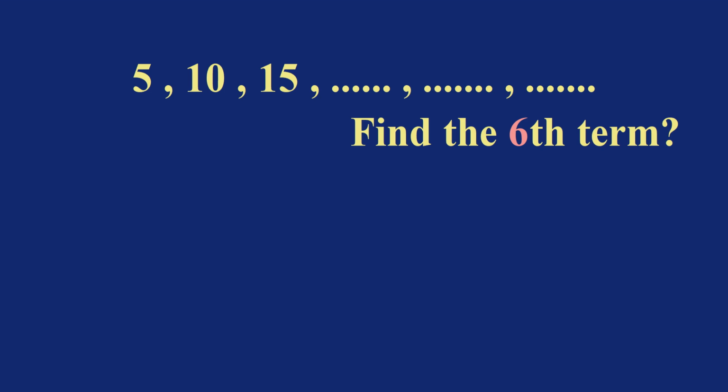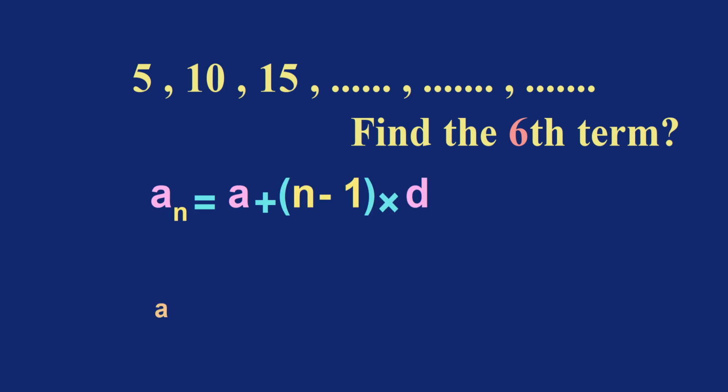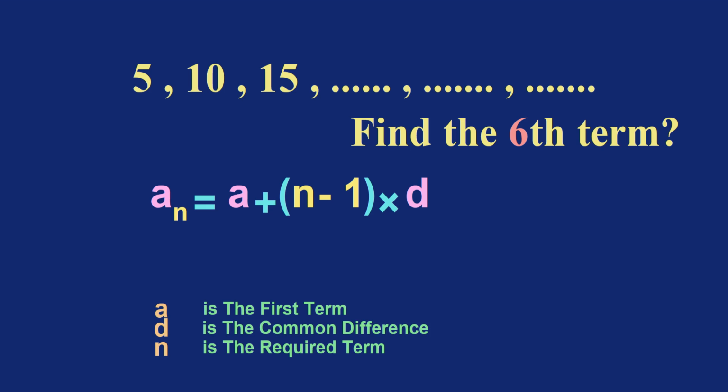In this method, we use the formula an equals a plus n minus 1 times d, where a is the first term, and d is the common difference, and n is the required term. From our problem, the first term a equals 5, and the common difference d equals 5, and the required term n equals 6.